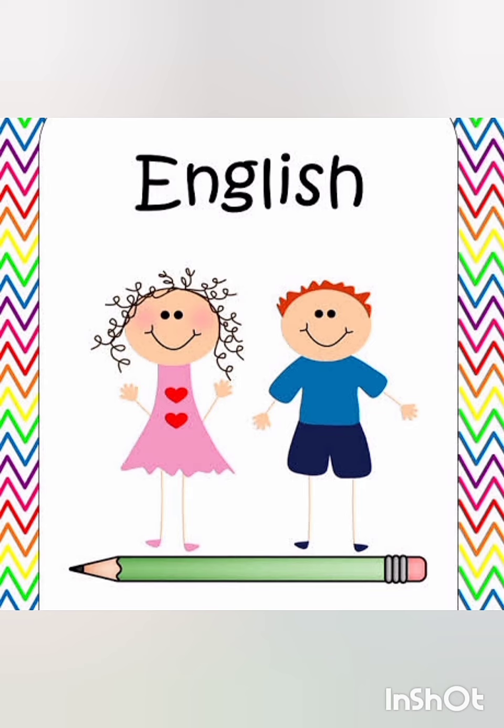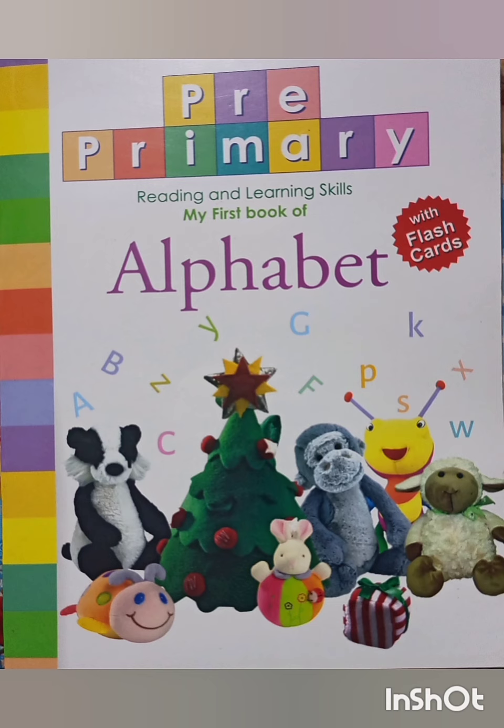So, children, today we are going to learn capital letter E. Now, everyone, take out your pre primary reading and learning skills, my first book of alphabet. Now, everyone, take out page number 6. You have to listen carefully and you have to repeat also.